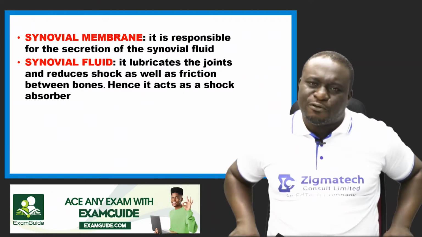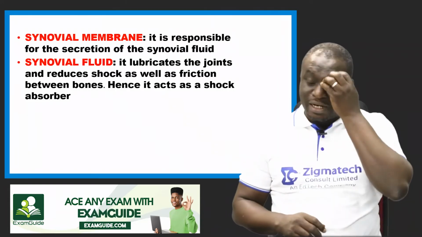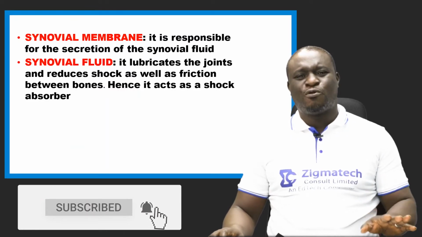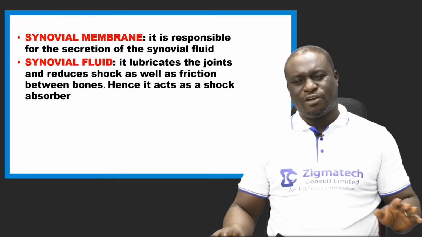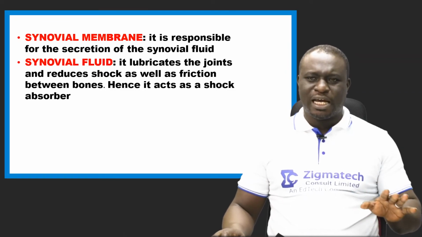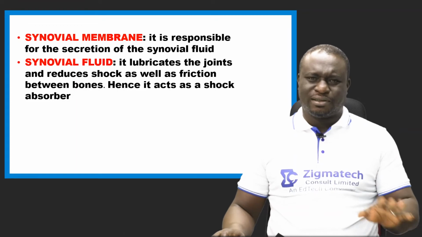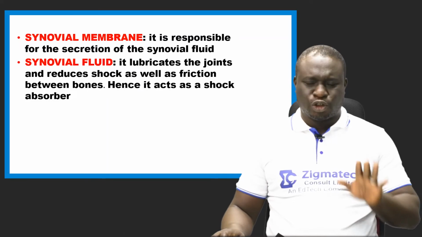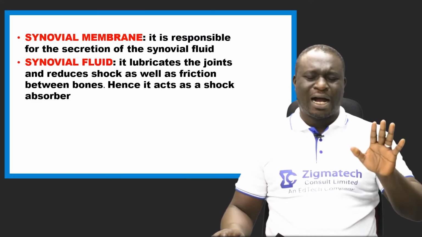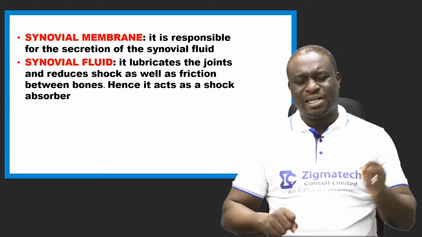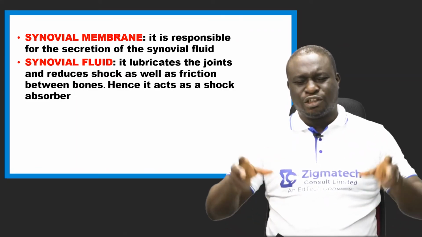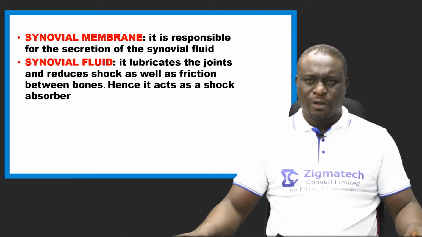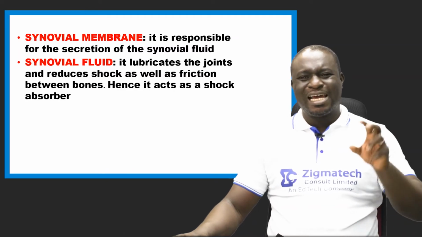Next is the synovial fluid. Now, the synovial membrane is a membrane that is responsible for the secretion of the synovial fluid. The synovial fluid is a lubricant. Synovial fluids are lubricants that act as shock absorbers. So the shock that is usually created during movement between bones is reduced and absorbed by the synovial fluid. Okay, so these are the parts of a joint.